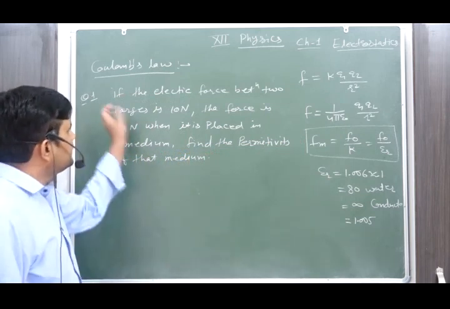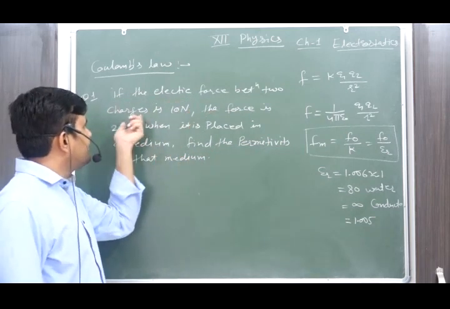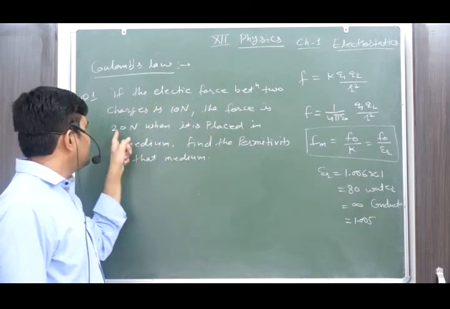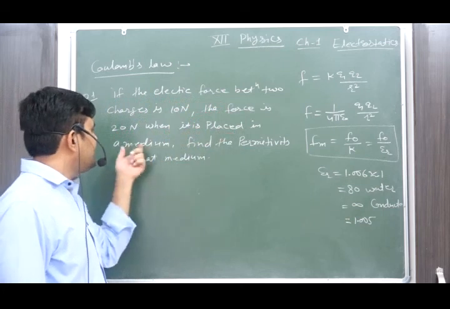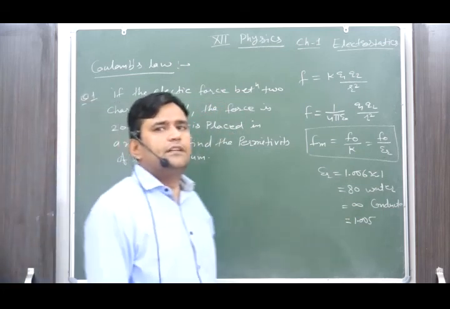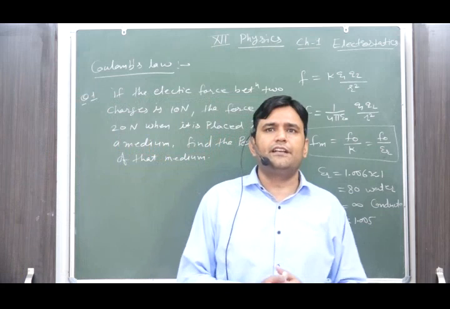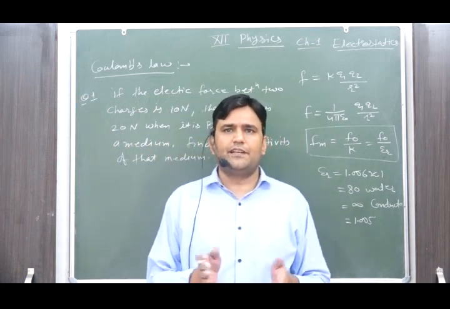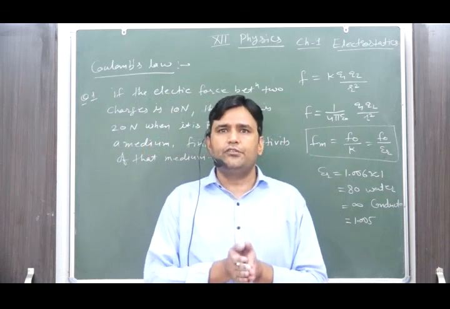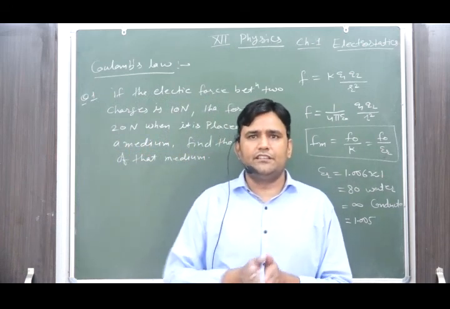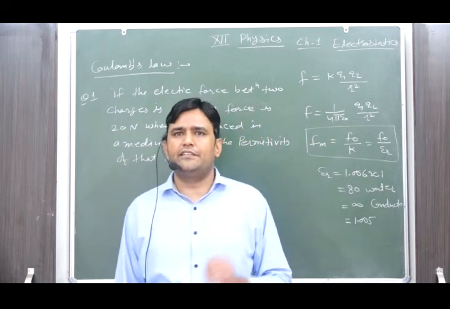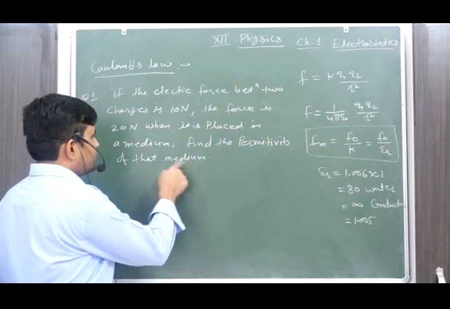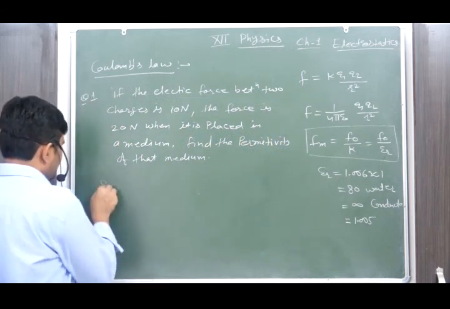Here the question is, if the electric force between the two charges is 10 Newton, then the force is 20 Newton when it is placed in a medium. It means in the first case we place it in free space or vacuum. In the second case we put it into a medium. In both cases the forces are given, and the permittivity of that particular medium is to be found. Okay, solve.